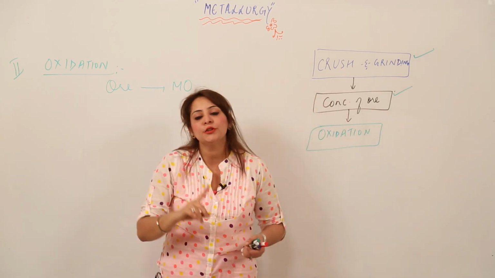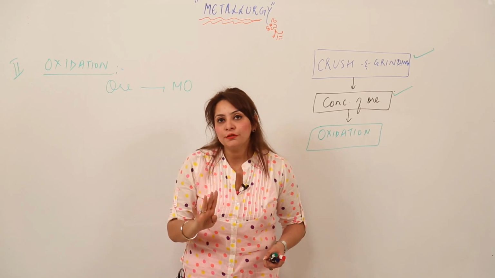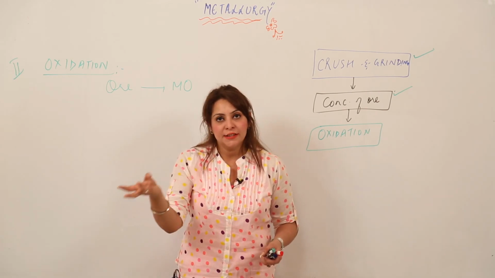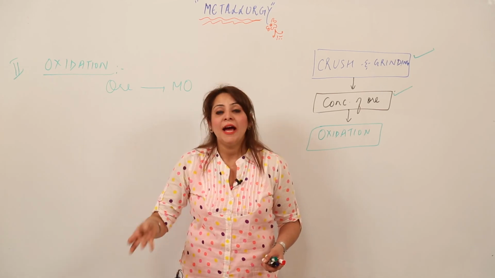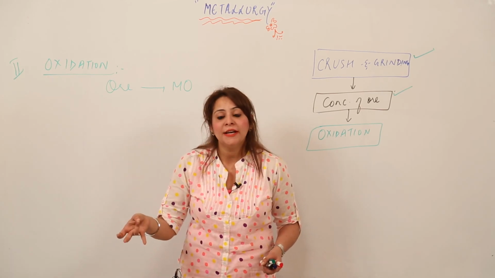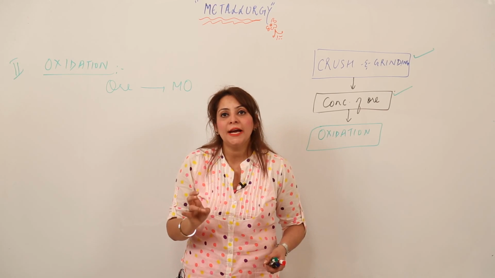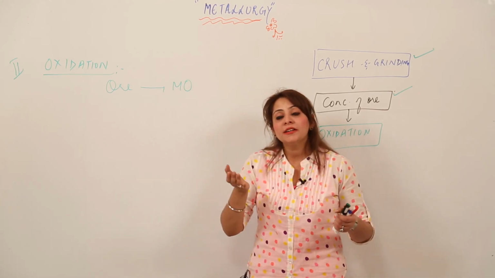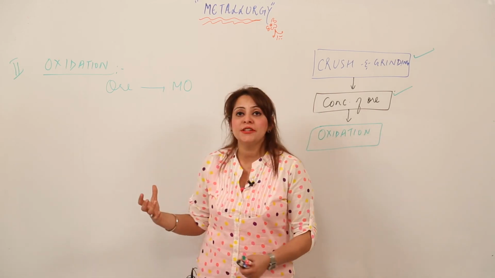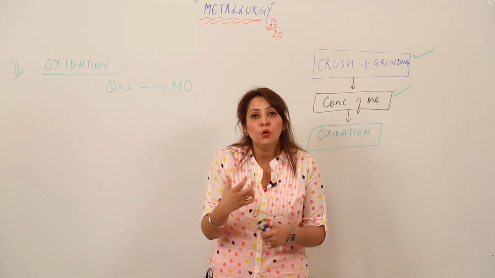First of all, you should know that we have 4 kinds of ores. I have already told you. There is an oxide ore, there is a halide ore, there is a carbonate ore, and there is a sulfide ore, right? So we have 4 common types of ores. We'll be doing different methods for oxidation depending upon what kind of ore it is.